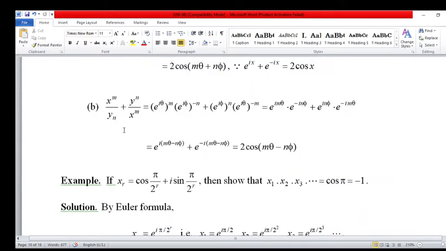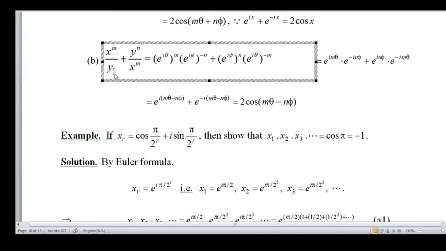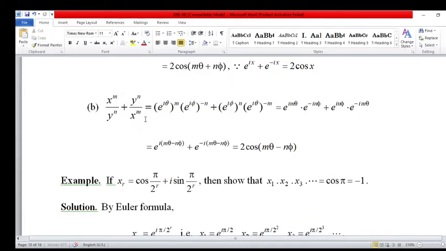Now the second result. Here substitute the value of x again: e raised to the power i theta, power m, and this is the denominator. Here this is the value of y, its power is minus n, this is the value of y, its power is n, and here this is the value of x, its power is minus m.